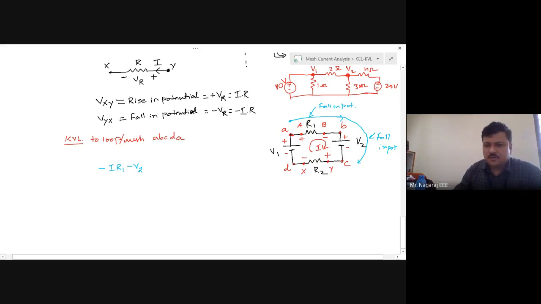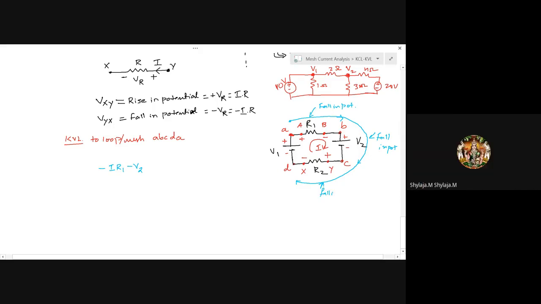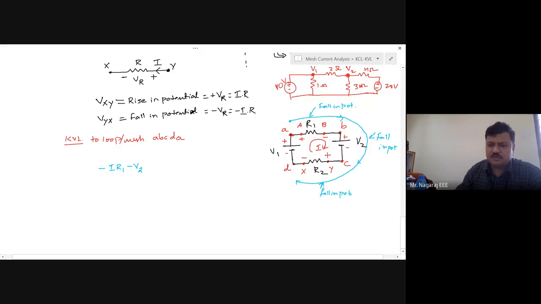Now further, coming from C to D. C is at higher potential point, D is at lower potential point. Current flowing through R2 is I. So this is again minus IR2, fall in potential. That is minus I into R2.